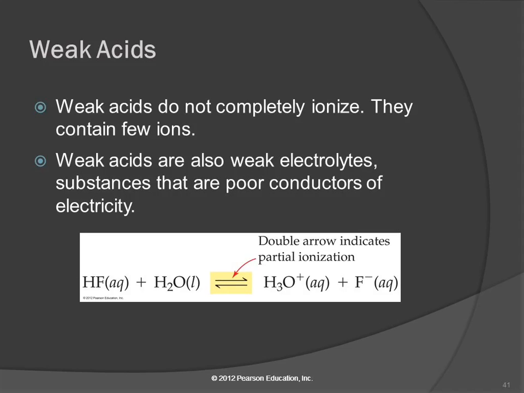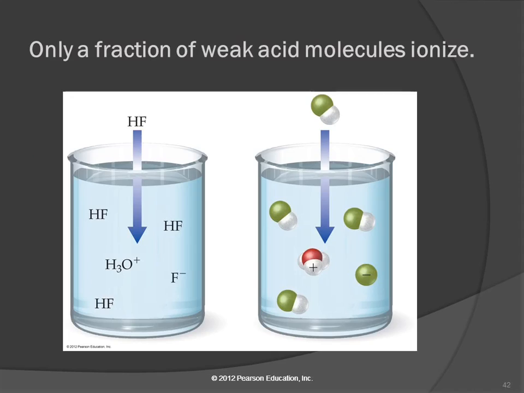Weak acids do not ionize completely. They actually form very few ions. So here's HF. When you put hydrofluoric acid in water, it's in equilibrium, and it actually lies far to the left. It does form some hydronium ions and some fluoride ions, but only a few. It does not ionize completely, and these are poor conductors of electricity.